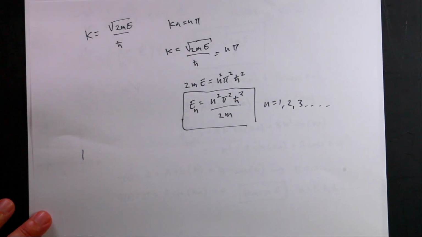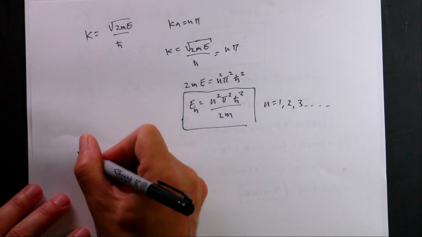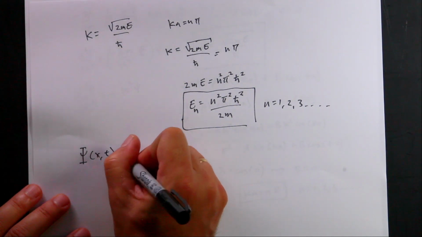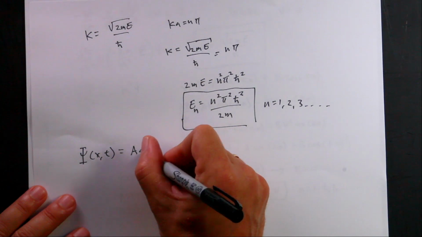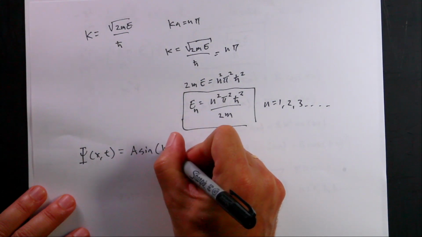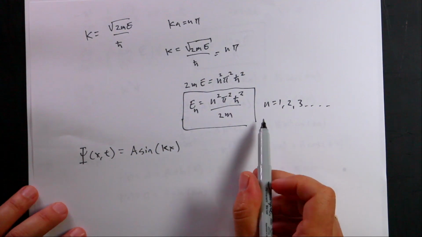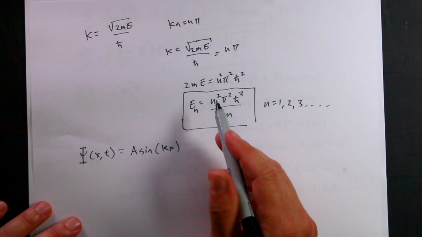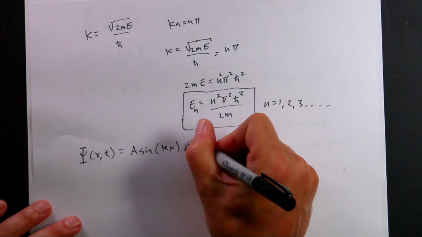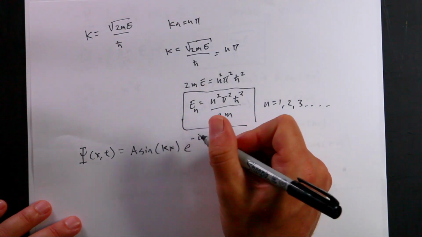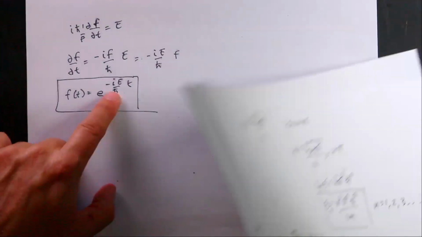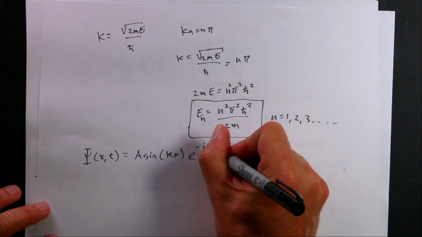So let's write down the full solution because I think it is important. Psi as a function of x and t is going to be A sine kx, where k depends on n. I could put all that stuff in there, right? The E sub n. I don't want to do it though. Times e to the negative i E over h bar t, and this, again, depends on n.